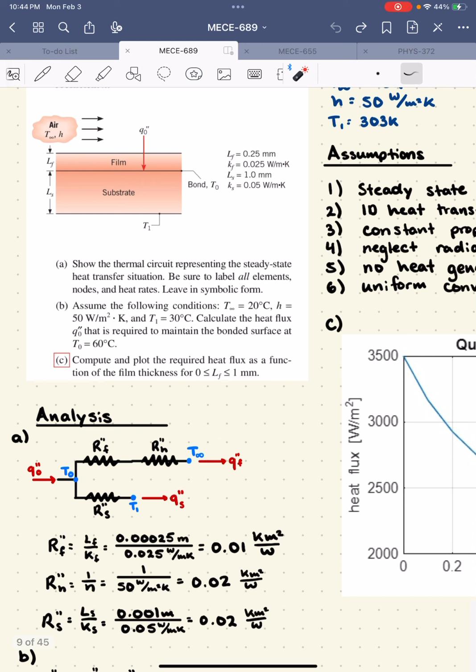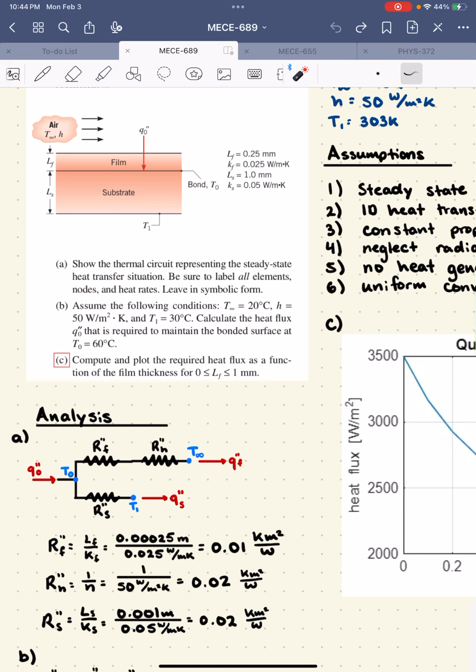In our problem, we have a driving force of this heat flux, Q naught here, and it's being applied directly to this bonded surface, which has a temperature of T naught. Then we will have a substrate that heat has to work its way through, and a film that heat has to work its way through. So we have two branches. Although they're in parallel here, they're really separate entities.